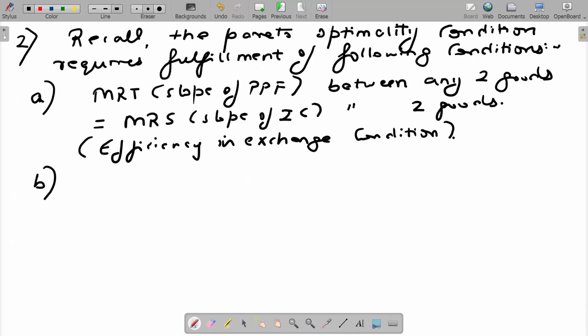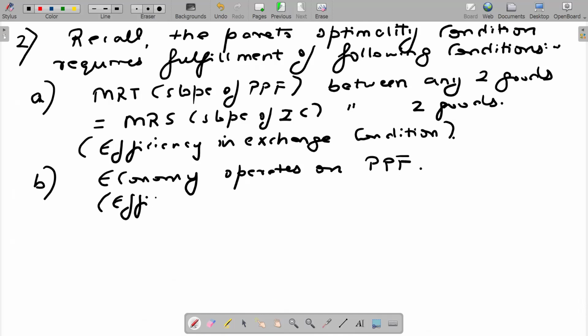The second one was that the economy should operate on the production possibility frontier. Economy operates on the production possibility frontier. This is efficiency in production.